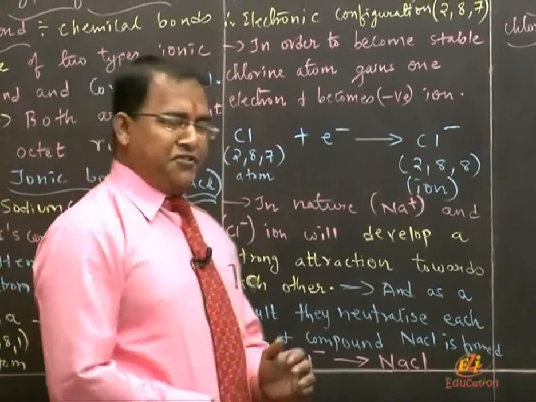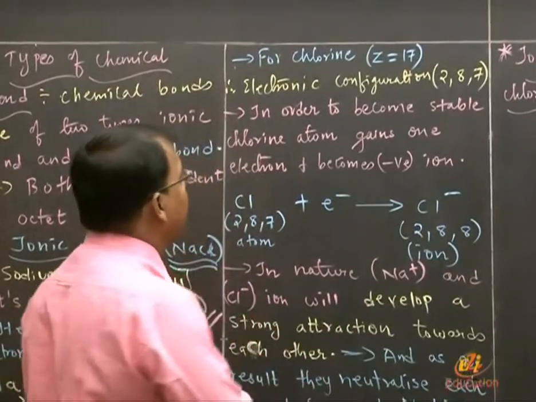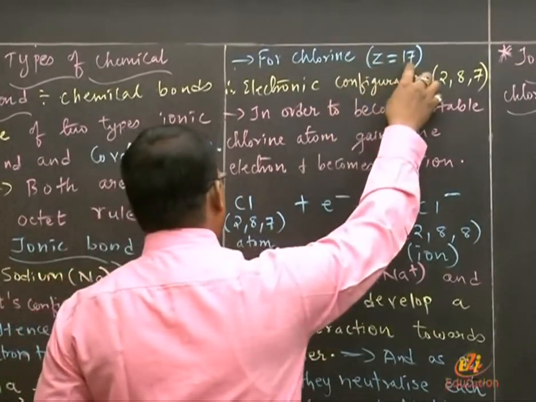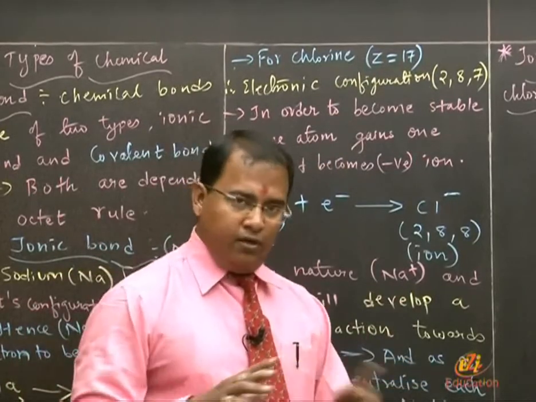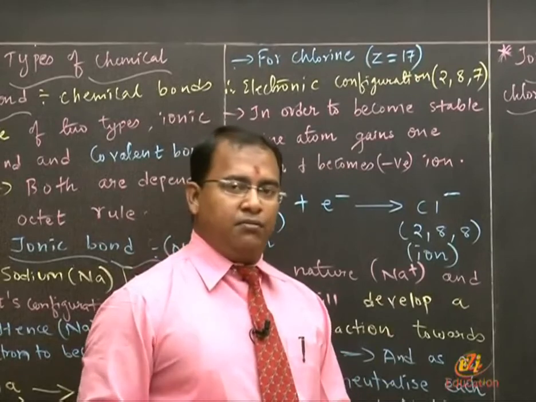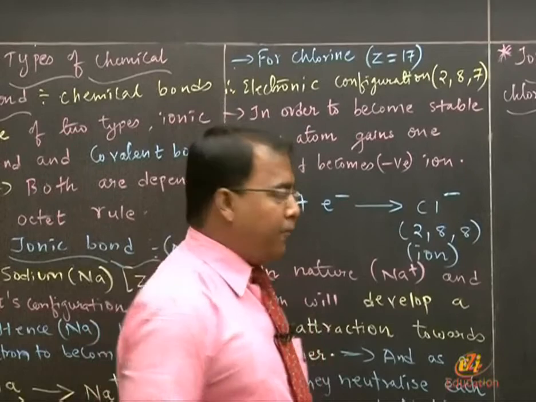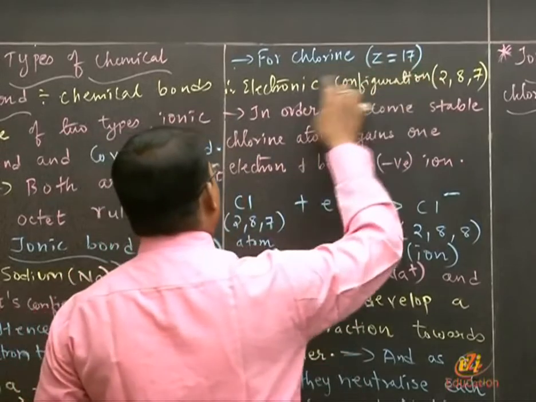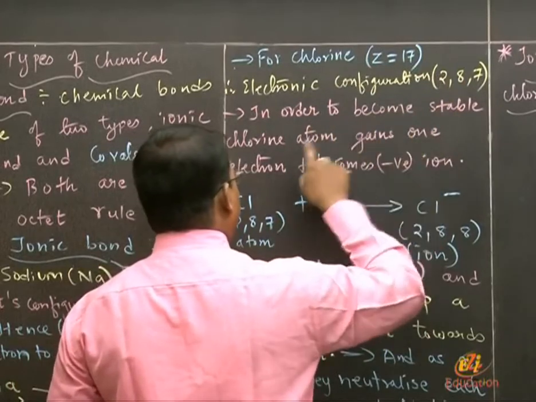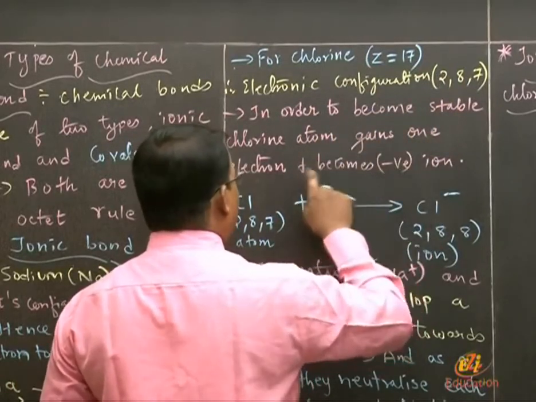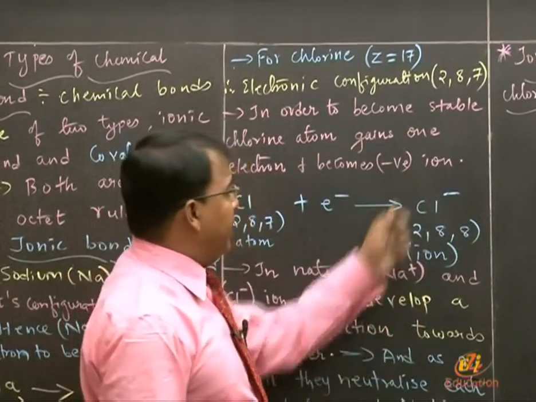Okay, so this was the explanation. Let us have a quick revision, a detailed one. For chlorine, Z is equal to 17. We have already discussed Na. Sodium is already done and dusted. Its atomic number is 11, so it was 2,8,1. It has lost one electron and formed Na positive. Now for chlorine, Z is equal to 17, so the electronic configuration is 2,8,7. In order to become stable, the chlorine atom gains one electron to become a negative ion.